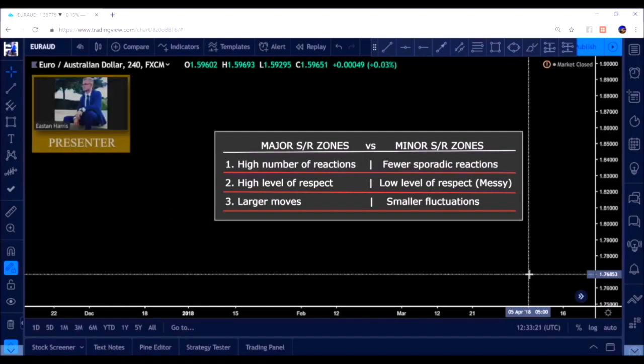What's going on, guys? Easton Harris here. In this video, I'm going to teach you how to differentiate between major SNR zones and minor SNR zones.